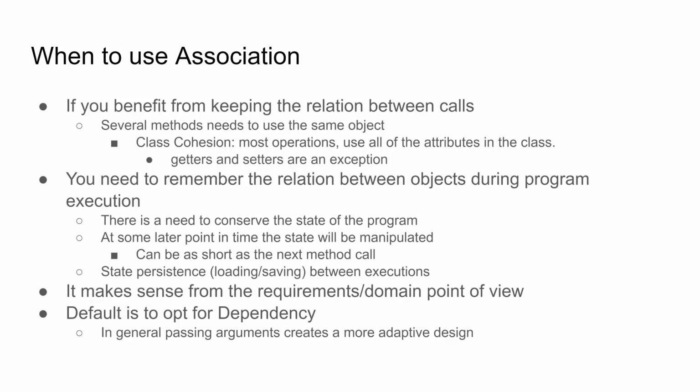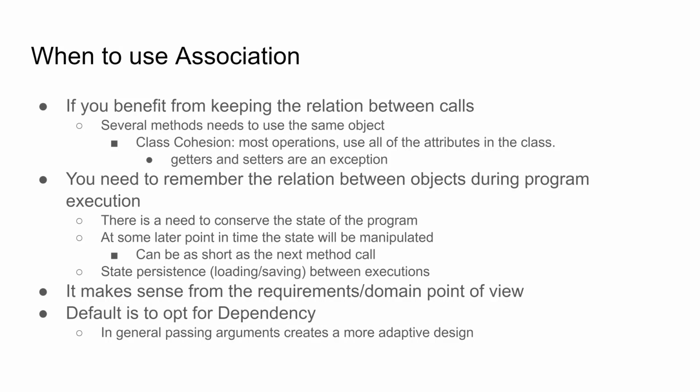More importantly, you may need to remember the relationship between the objects during the program execution. So we need to preserve the state of the program in some way, and we can do this by using association. So between method calls, you need to have used the same object, because at some later point in time, the state will be manipulated. And this time can be as short as the next method call, so to speak.